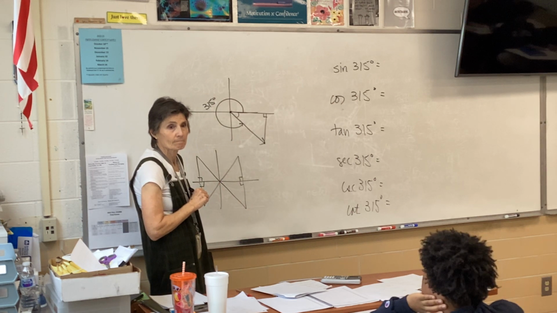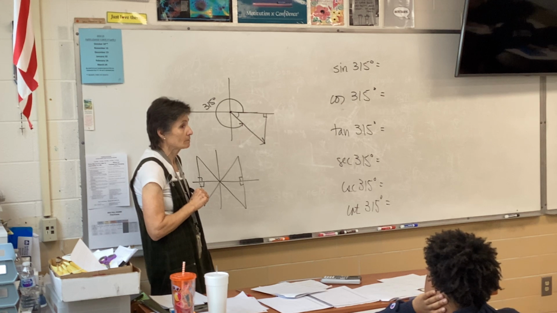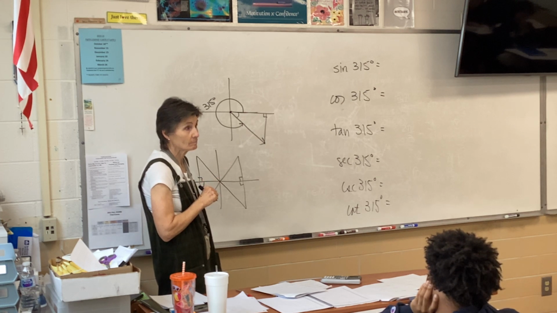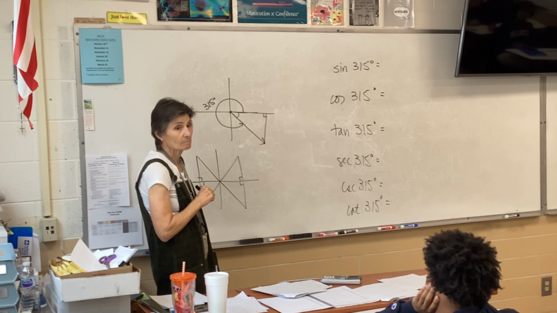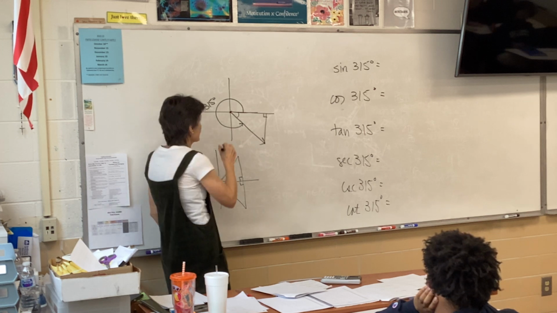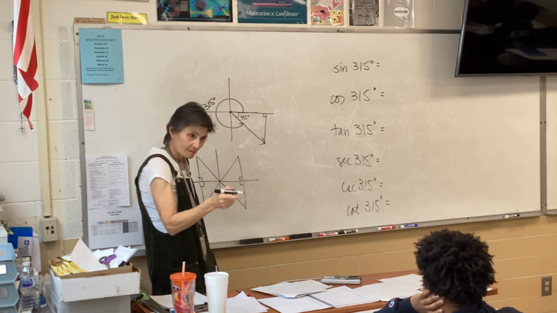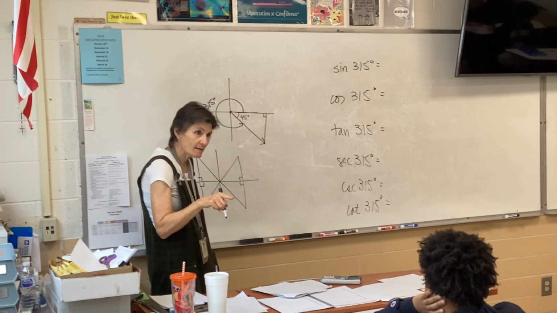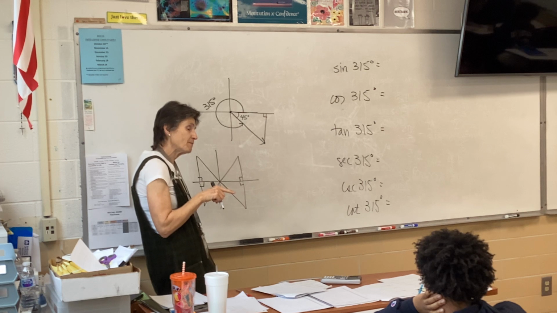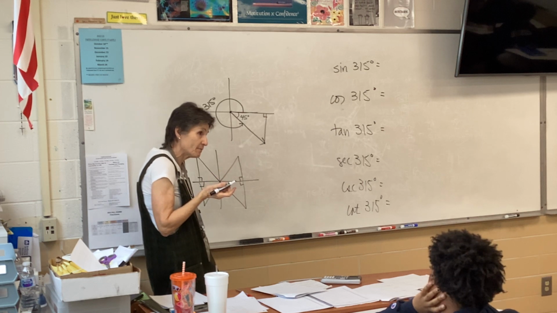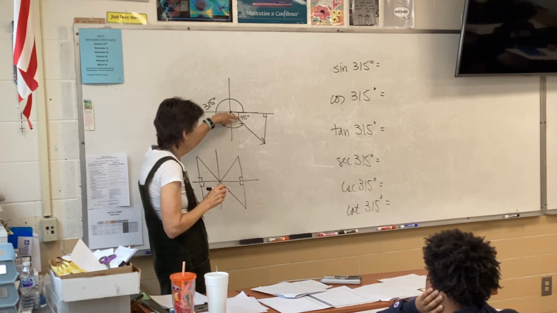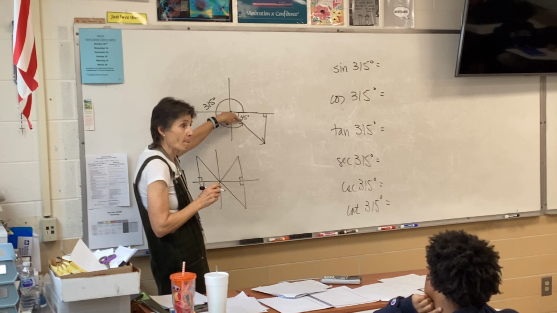It's 45. 45? Yeah. You okay with that? It's gotta be 45. How do we know that? Because 45 plus 315 is 360. All the way around is 360. If we went 315, that leaves 45 left to go. This is called the reference angle.